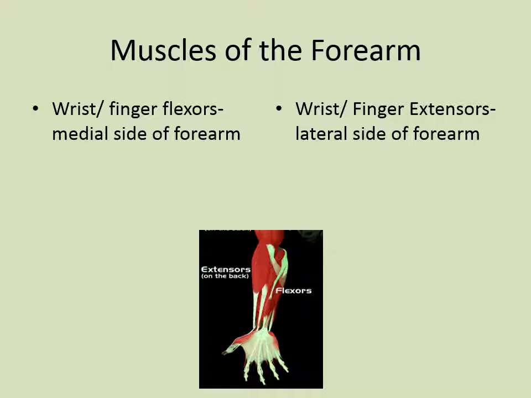As far as muscles of the forearm, our wrist and finger flexors come from the medial side of the forearm. So all of the actual muscles that go down to move your fingers come from the forearm. And then the tendons will run all the way down to the fingers. Our wrist and finger extensors are on the lateral side of the forearm. So all the muscles that extend the wrist or bring the wrist back are on the lateral side of the forearm in anatomical position.